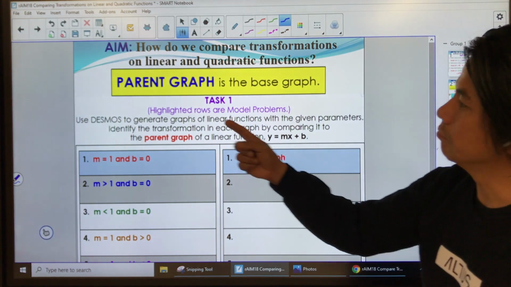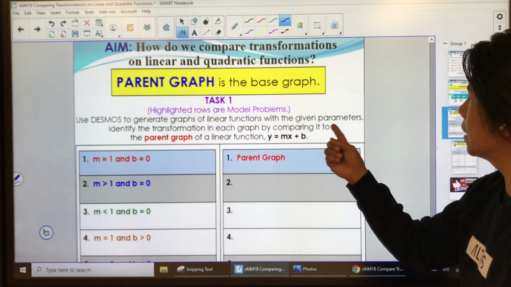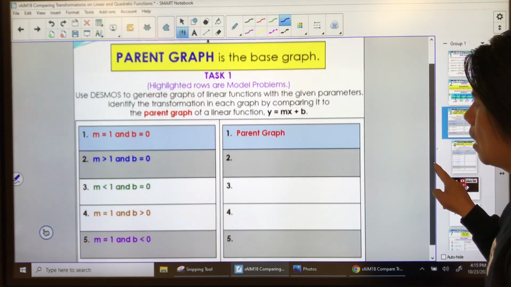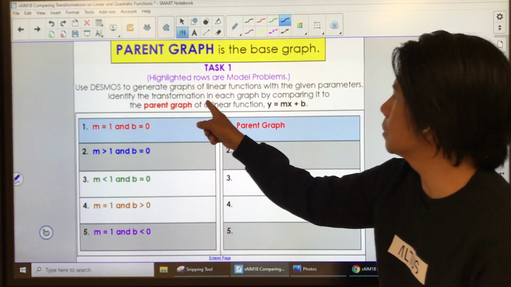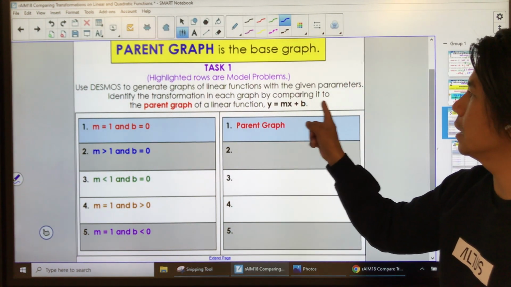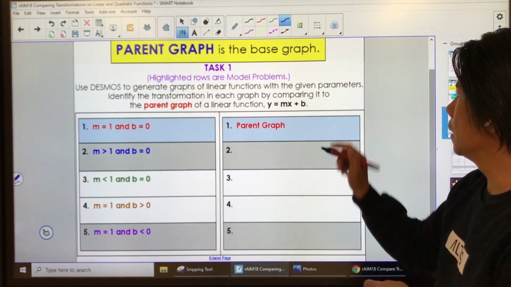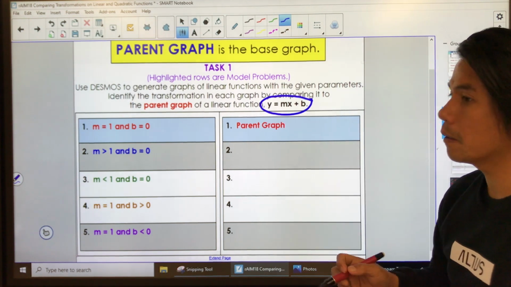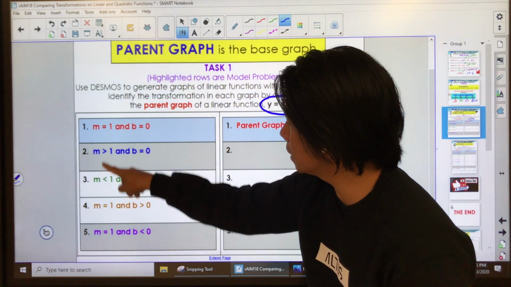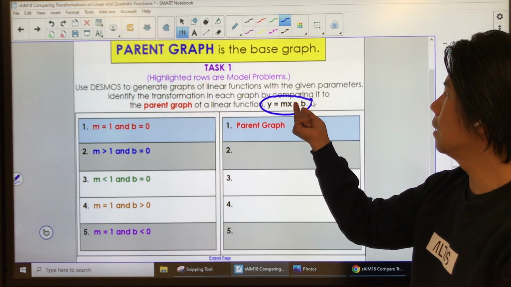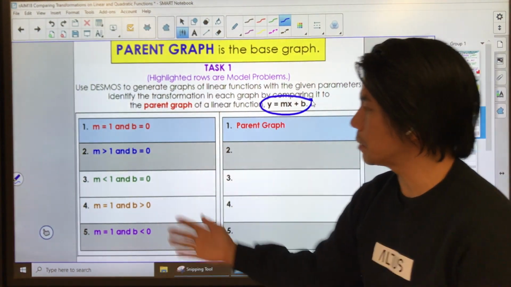Okay? Now, task 1 says, use DESMOS to generate graphs of linear functions with the given parameters. These are the parameters. Then identify the transformation in each graph by comparing it to the parent graph of a linear function, y equals mx plus b. If you remember, this is the generic form of a linear function. But since we have a parameter here, we need to change the value of m or b or both.